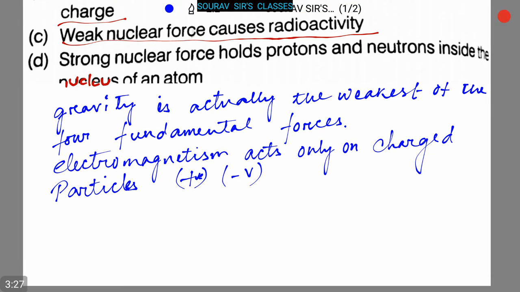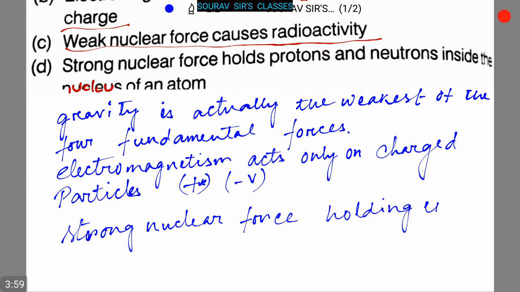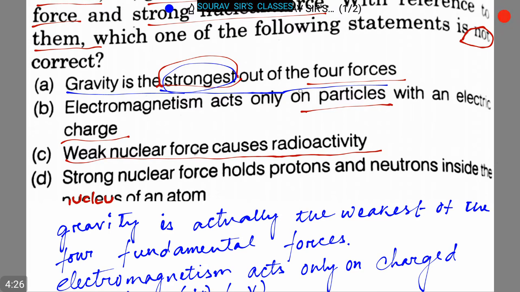Now the weak force is responsible for the existence and structure of atomic nuclei, including radioactivity and nuclear fusion. Strong nuclear force is responsible for holding the protons and neutrons together inside the atomic nucleus, and is 100 times stronger than electromagnetism. So here option A, gravity is the strongest out of the four forces, is our answer. Option A is not correct.